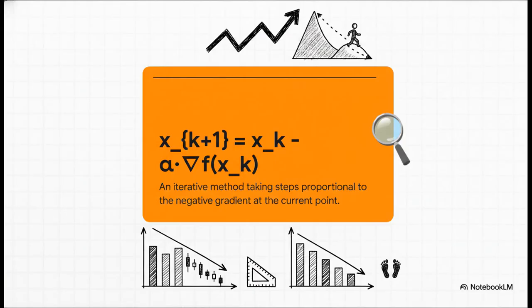Now, I know the formula might look a little intimidating, but trust me, the idea is incredibly simple. xk is just our current spot on that landscape. That little triangle symbol, nabla f, that's the gradient. It just points in the direction that's steepest uphill. So what do we do? We take the negative of that direction to go downhill. And that alpha, the learning rate, that's just how big of a step we take. And that's it. We're just repeatedly taking small steps in whatever direction looks most downhill from right where we're standing.